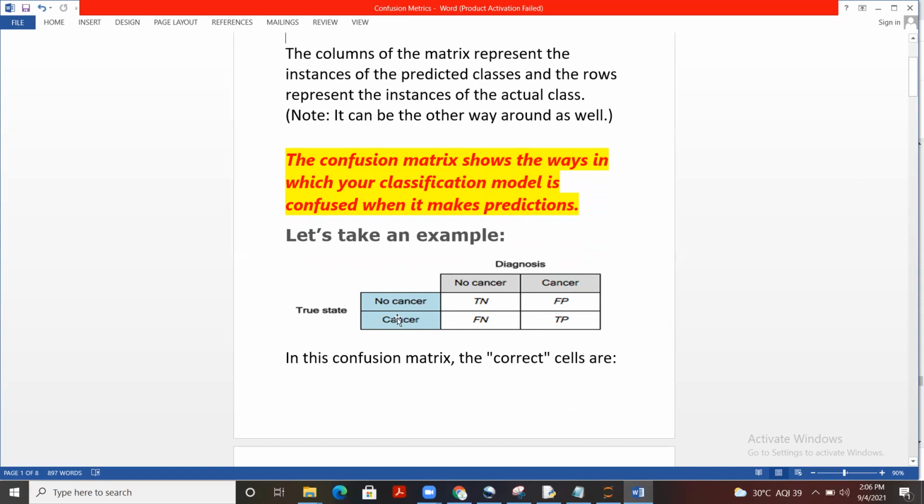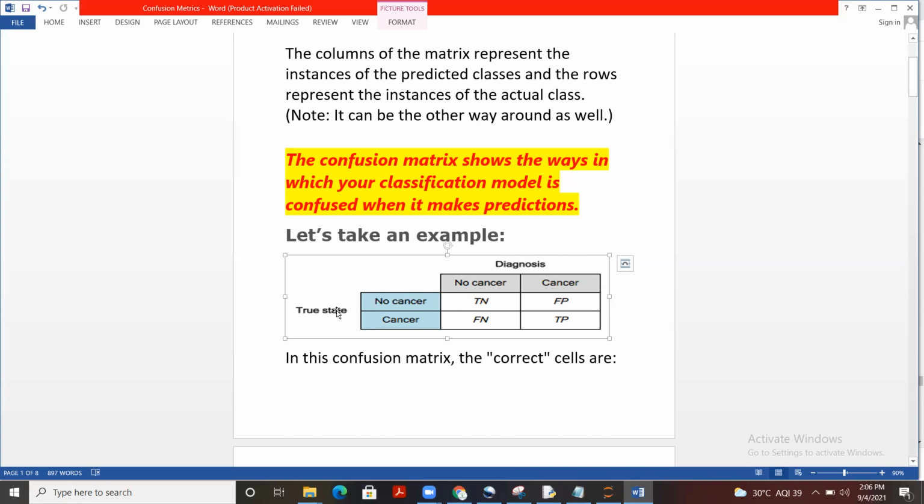In this contingency table, the true state was that the person was not having cancer. I'm talking about the very first row here. For this, no cancer, that means actually that person was not having cancer. And when we applied a machine learning model and did a classification, it was diagnosed as no cancer as well. That means the actual state was correct, and while predicting, it was also correct. So we call it a true negative here.